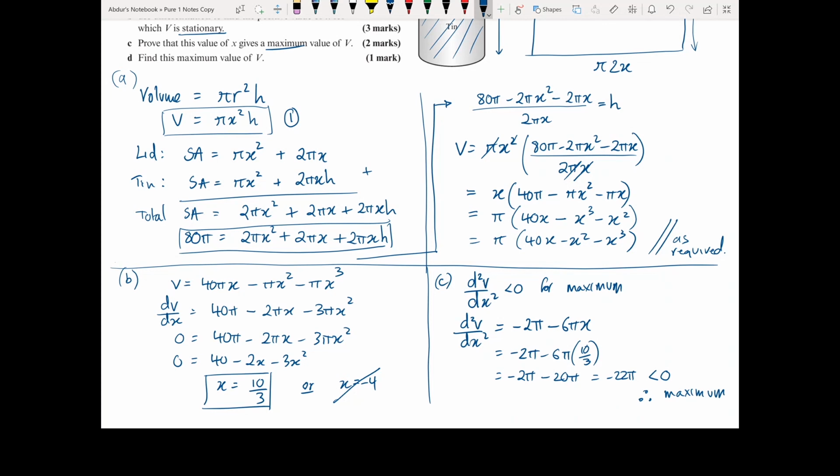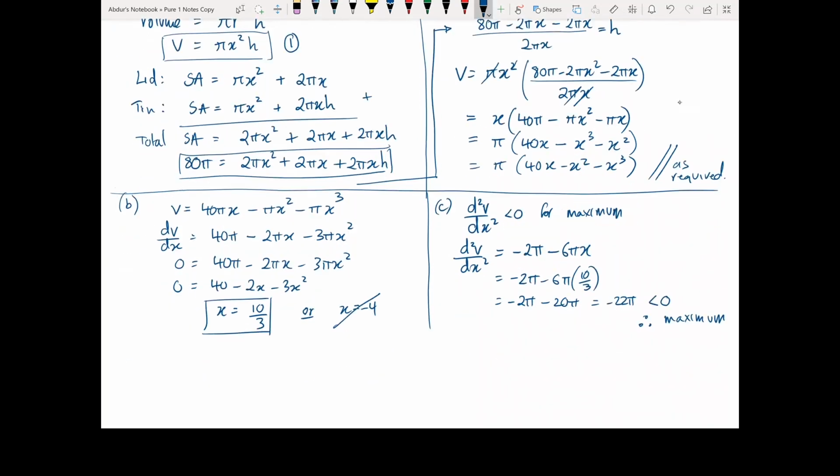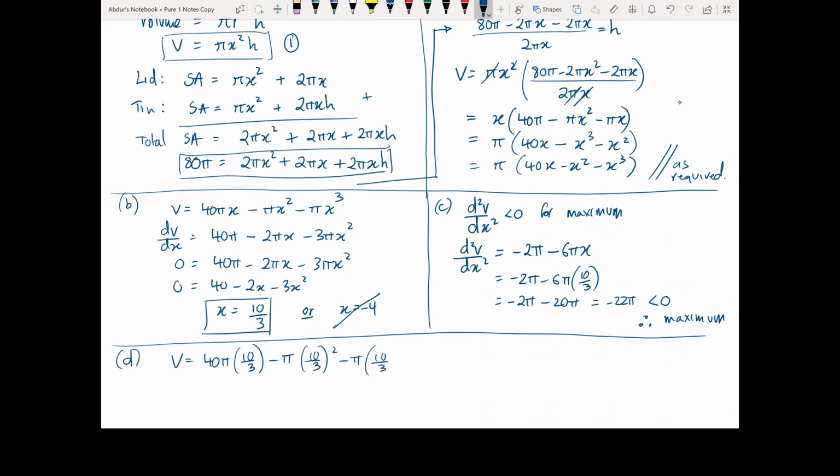And then part D says find the maximum value of v. Now we have the x value at which this maximum occurs. So we simply need to find this maximum value of v, i.e. the volume. So we go back to our original equation for the volume, and we're going to find out what the volume is at this point. So here's part D. V is equal to 40 pi, and the x value that we're using is 10 over 3, minus pi times 10 over 3 squared, minus pi times 10 over 3 cubed.